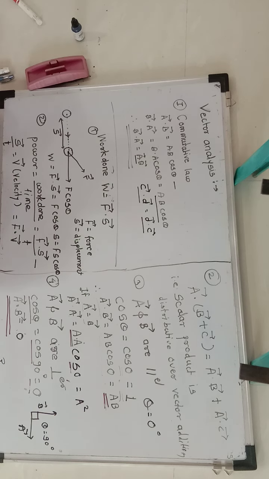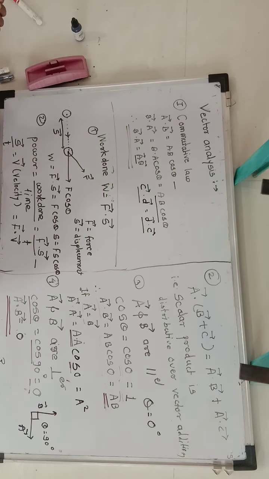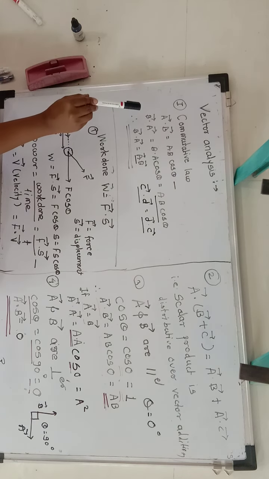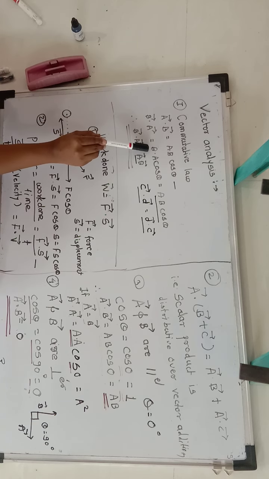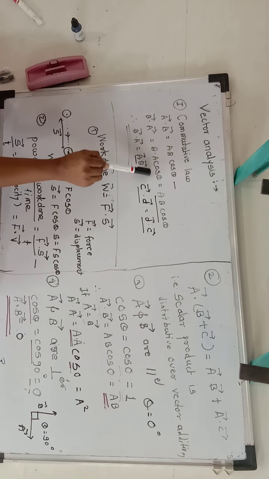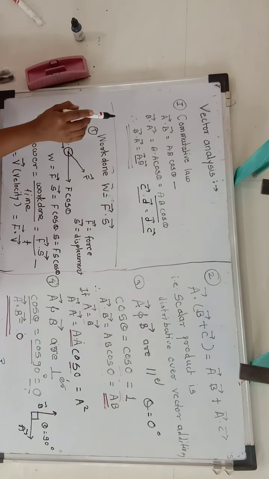Now we see the properties or characteristics of the dot product, or the scalar product. The first property is the commutative law. A bar dot b bar is equal to ab cos theta. Suppose we wish to write b bar dot a bar. B bar dot a bar is equal to what? It is b a cos theta, which is equal to ab cos theta.